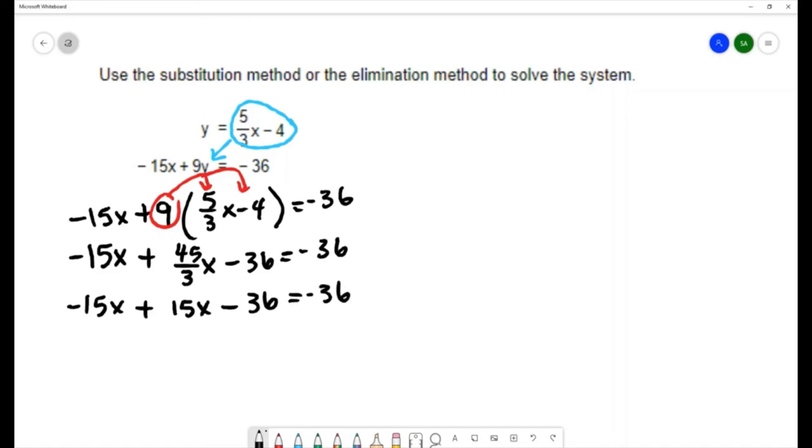And I can see here my like terms of negative 15 and positive 15. Those are going to cancel each other out to become 0. And I have negative 36x equals negative, I'm sorry, there's no x there. Negative 36 equals negative 36. So something special happened in the process of solving with the substitution method. All of my variables ended up canceling out or disappearing. And whenever that happens, you know that you have a special scenario related to solving systems of equations.